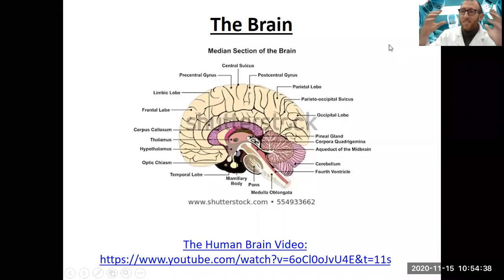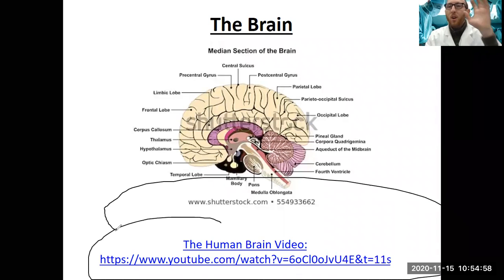But there's not just the outside of the brain here. There's also the internal structures. This is a big old picture that labels all of them, but there's also a video going through this entire brain. So stop this video, take a second, and check out the human brain video down here as it covers all the internal structures of the brain.